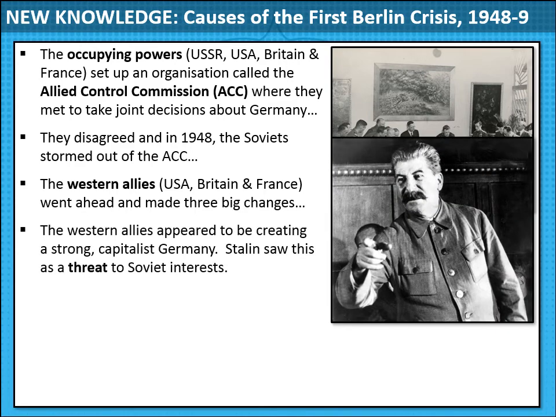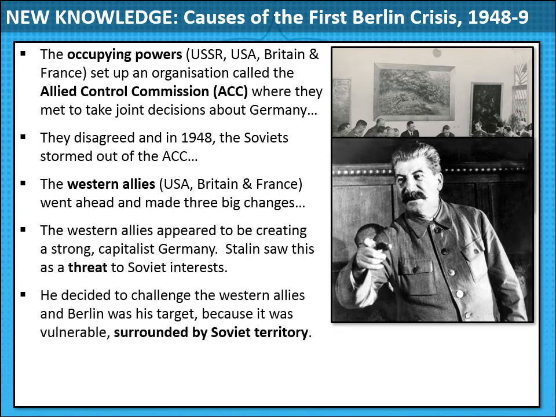Now, to the Soviets, this looked alarming. The Western Allies appeared to be creating a strong capitalist Germany just on the edge of the Soviet buffer zone in Europe. Stalin saw this as a threat to Soviet interests. So he decided to challenge the Western Allies, and Berlin was his target.